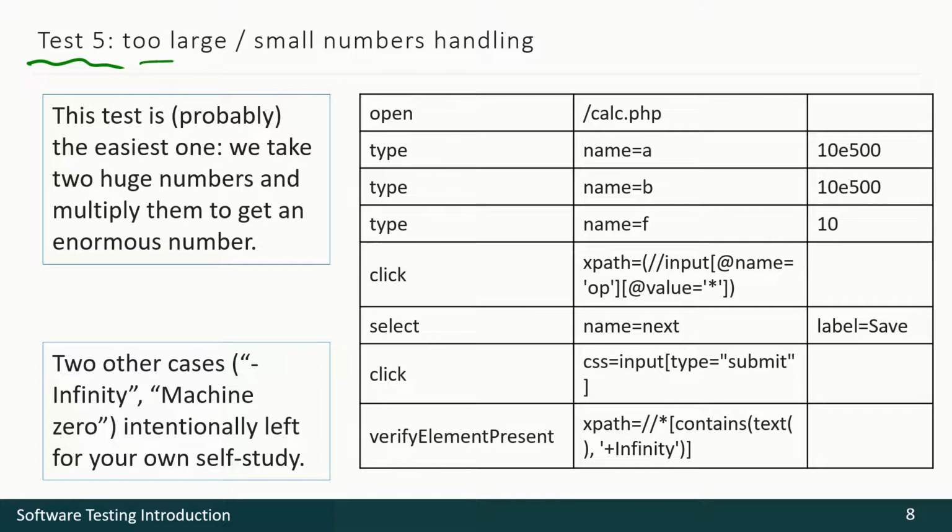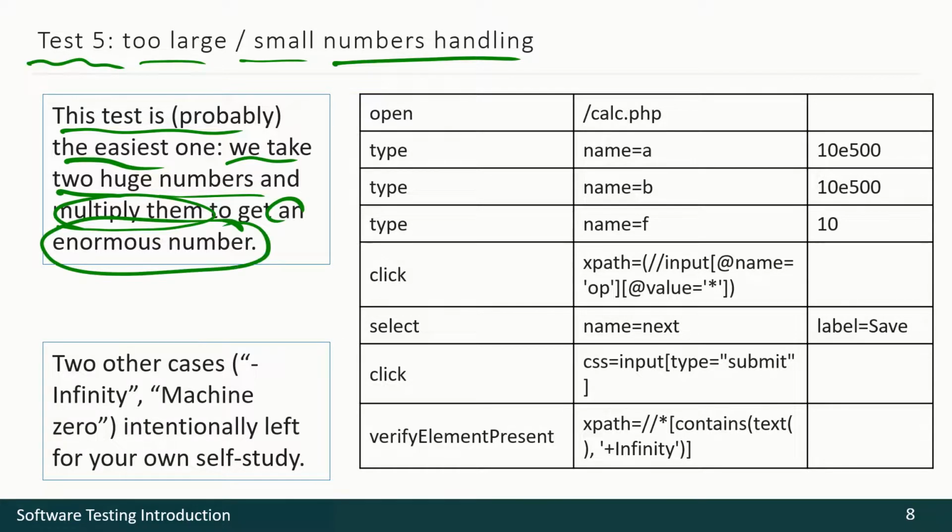The fifth and the last test case here, large or small numbers handling. Yes, it may be is the easiest one. We take huge numbers and we multiply them to get an enormous number. So here are our huge numbers, and then we try to somehow multiply them and see what happens.